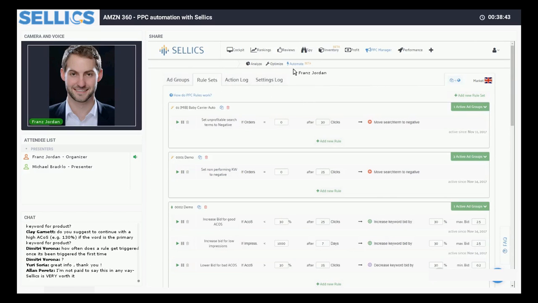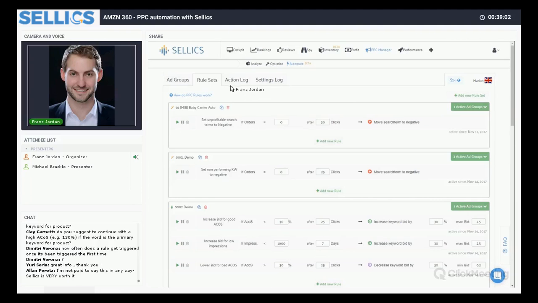And yes, there is. So if we go back here into the Sellics tool, and I saw a question also, someone was having difficulties finding the automation feature. So again, just click here on PPC Manager. And then you click on automate, and you will end up here in this view.